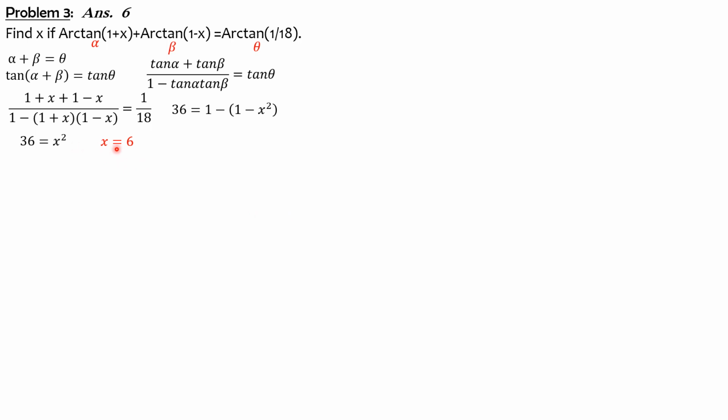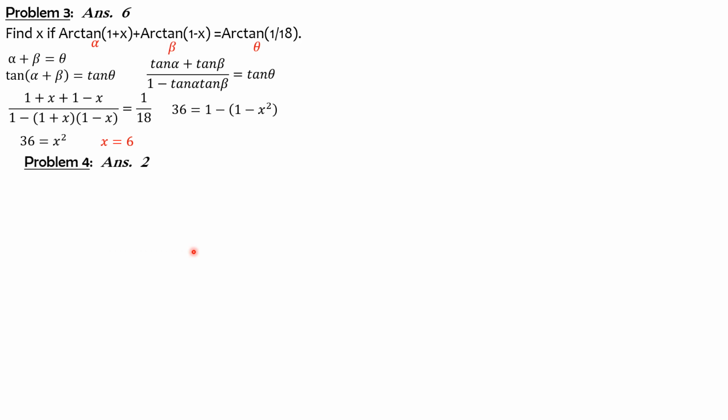Then I want you to try substituting negative 6 to see if the equation is satisfied for negative 6. If it is satisfied, then negative 6 is also a solution. For high school, but in the board exam, because there are choices, then the answer is just 6.